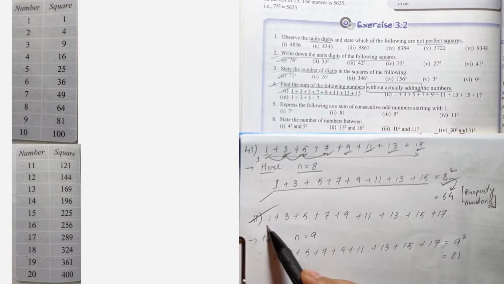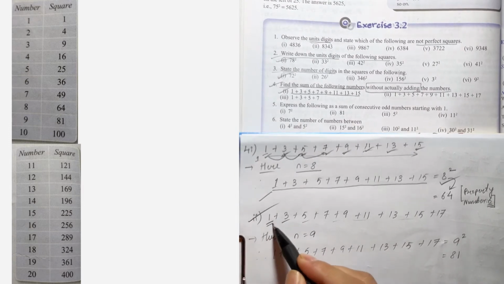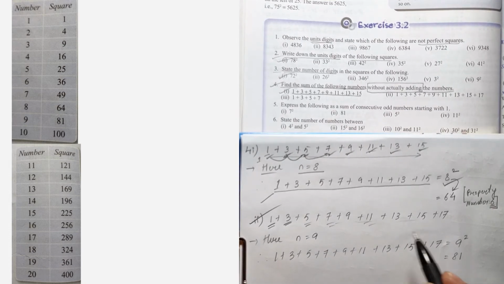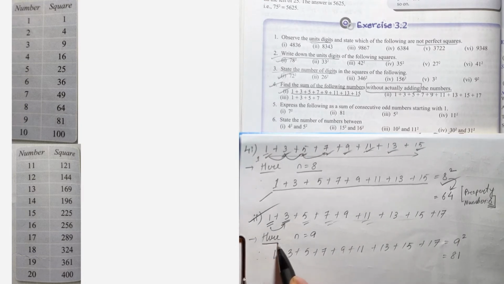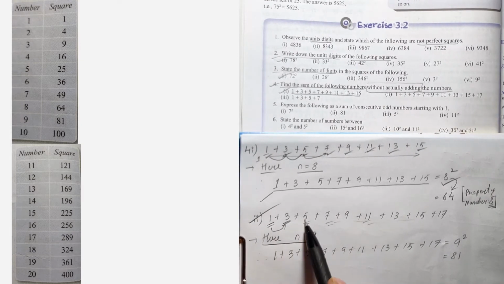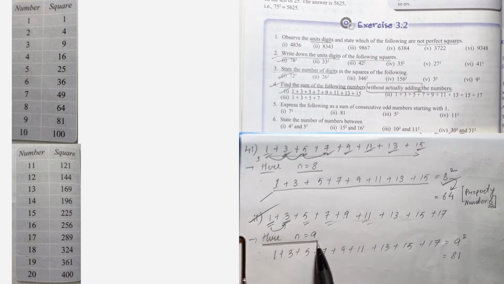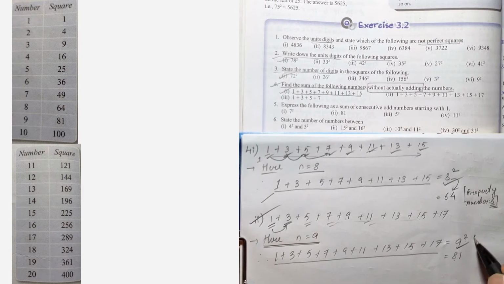So 1 plus 3 plus 5 plus 7 plus 9 plus 15 plus 17. Again, we see that these are all odd numbers and they are consecutive odd numbers. So we simply say here n is equal to 9. 1, 2, 3, 4, 5, 6, 7, 8, 9. So here n is equal to 9. Therefore, this sum will be simply equal to 9 square, which is 9 into 9, so 81. Again, property number 6.